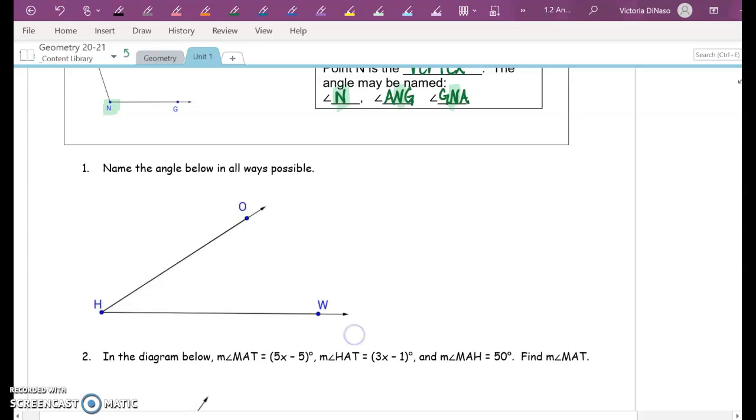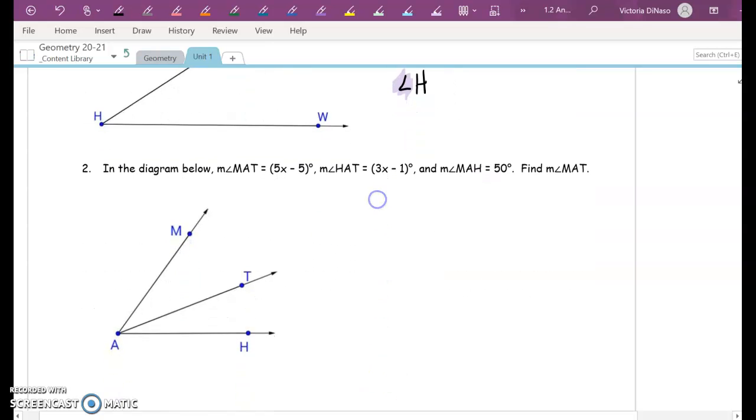Go ahead and pause the video to name the angle in all possible ways. So for number 1, we can call this angle OHW, or angle WHO, or angle H. Notice that we have this angle symbol on all 3 to show that we're talking about an angle and not just random letters. For the next 4 examples, we're going to apply our algebra skills and geometry skills together, and we're going to solve for x to find the different angle measures.